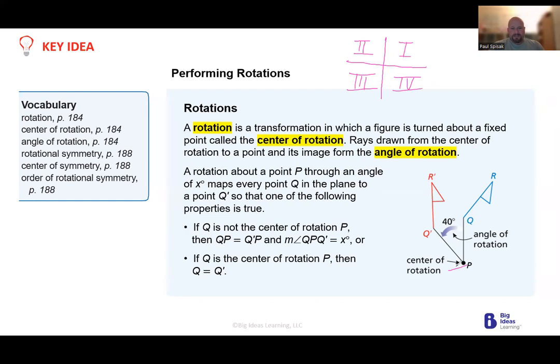The other important thing down here at the bottom, it says if Q is not the center of rotation, P, then QP and Q prime P. Again, this is really just confusing down here. It's better if you just stick to what I talked about with this figure already. We're going to take a look at an example here in just a second. So let's clear that and go on to the next slide.